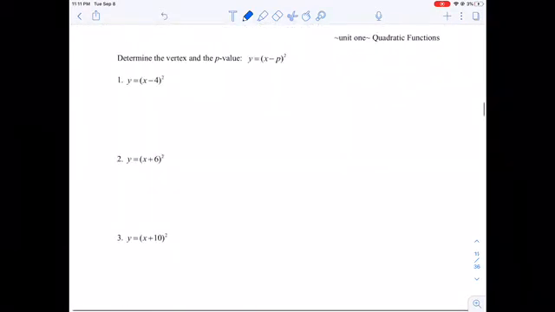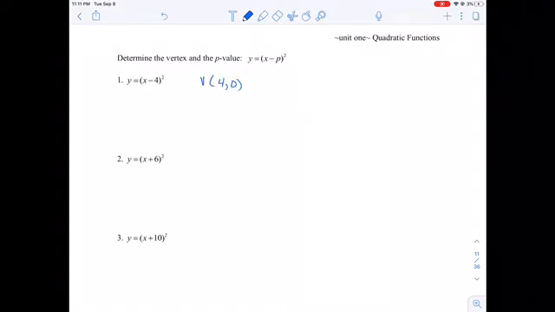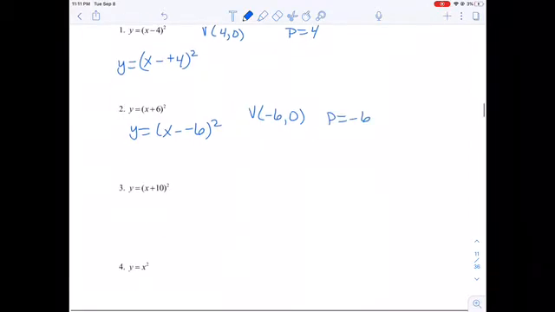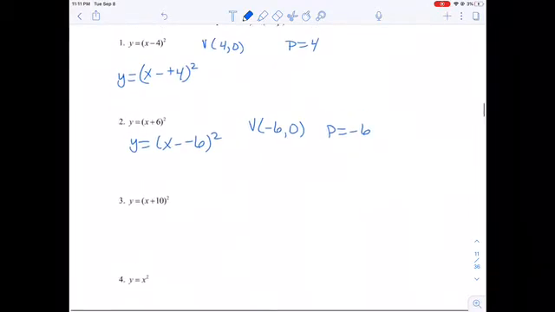The next one says determine the vertex and the p-value. So here our vertex is 4, 0, and our p-value is 4, okay? Because this is x minus positive 4 squared. That's another way of thinking of that. This one we can think of as x minus negative 6 all squared. Our vertex is, of course, negative 6 and 0, and our p-value is negative 6, okay? Our p-value is the first part of our vertex, the x-coordinate of our vertex.